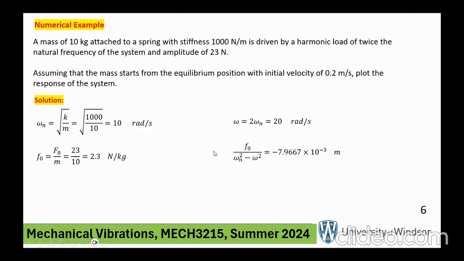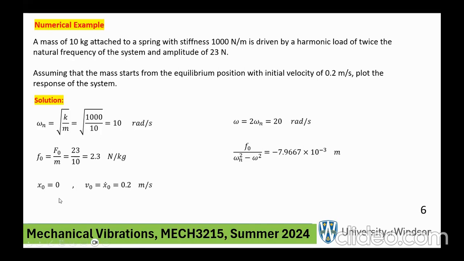And this is something that we need, because remember, the amplitude of the solution will be this. It has little f naught, 2.3, divided by omega n squared minus omega squared. We know what these things are, we get that number. Initial position is 0, because we are told that this starts from the equilibrium position. We did not displace the mass.